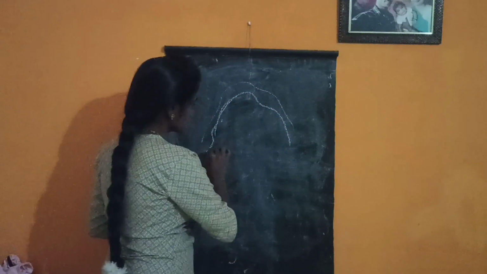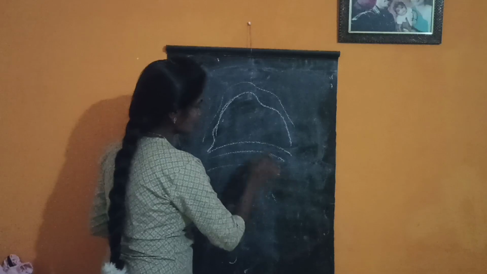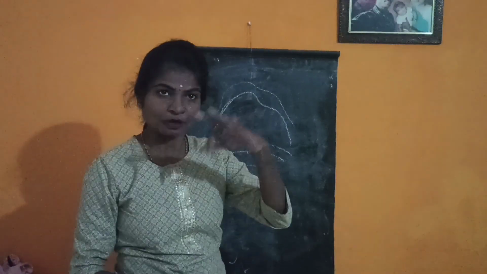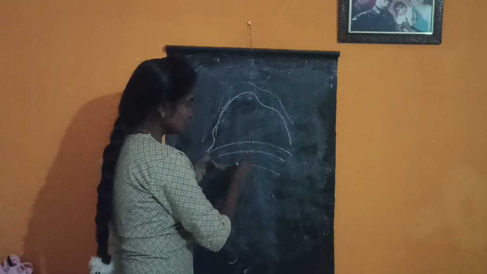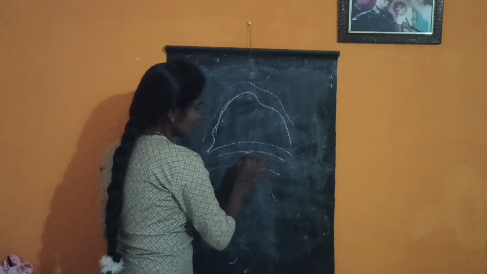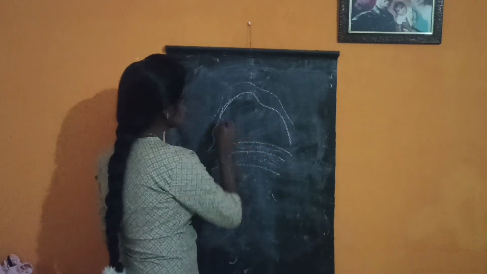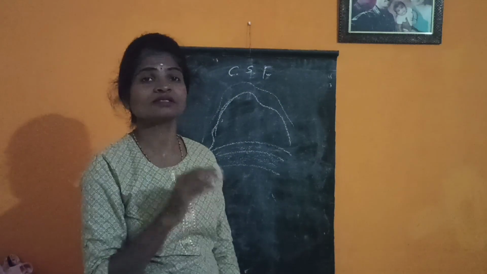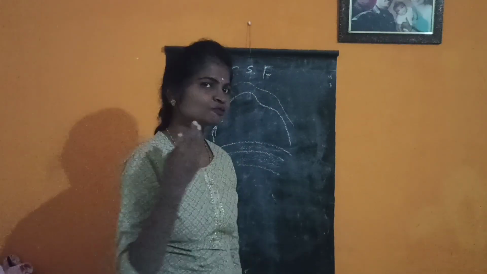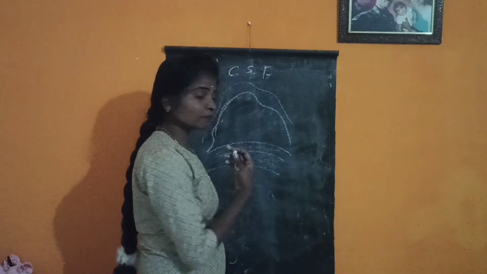Below the skull, there are 3 layers called the meninges. How do the meninges protect the brain? In between the meninges there is a fluid called the CSF, the cerebrospinal fluid. Cerebrospinal fluid.